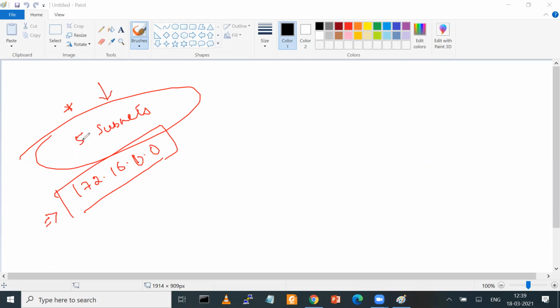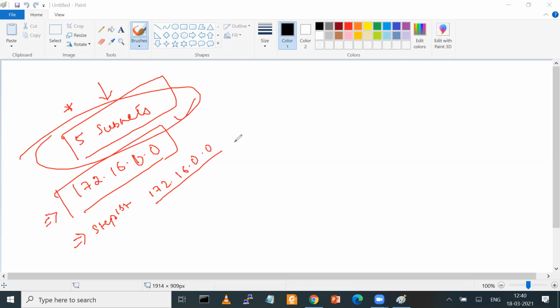Let's say we have to create 5 subnets and the subnet ID is 172.16.0.0. How can we create it? Again, we just have to follow some steps. I'm going to start with the first step. The first step says: 172.16.0.0, that's my subnet ID. And it's class B, so I just have to write 255.255.0.0. This is the class B default subnet mask.